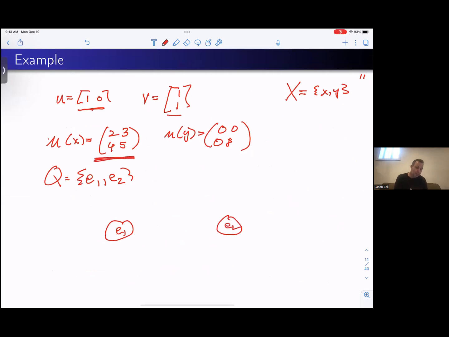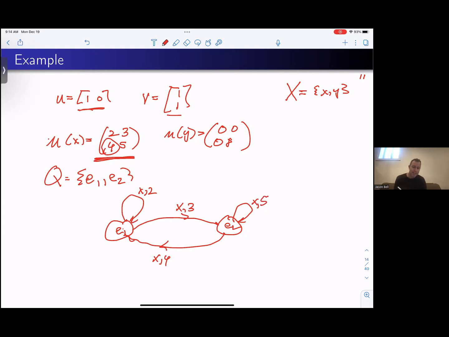And I can think of mu of X as saying that the 1, 1 entry is 2. So I'm going to say that if I encounter X on E1, I can go back to E1 with weight 2. And the 1, 2 weight is 3, so I can give that weight 3. And the 2, 1 entry is 4. So I can do something like this. And I can do something similar with Y, except here there's only 1 non-zero entry, and it's at the 2, 2. So we get something like this.